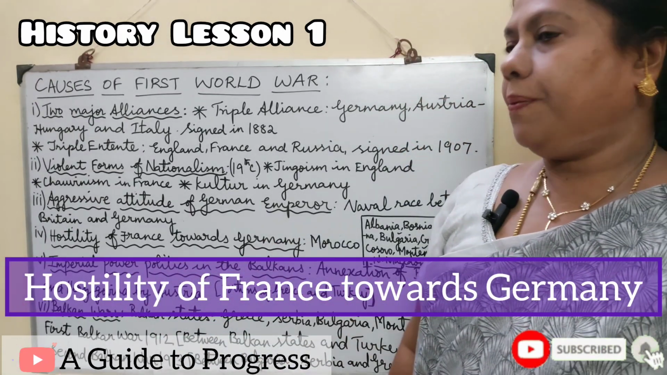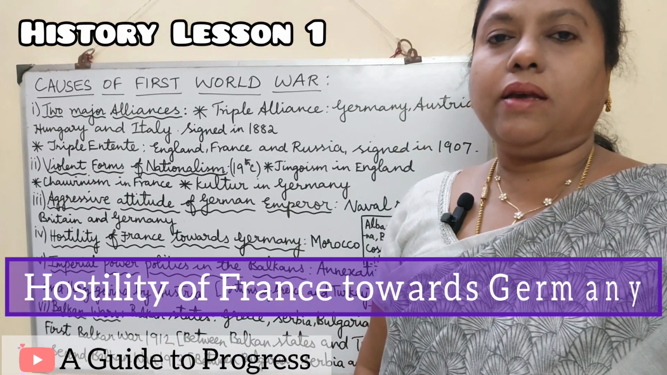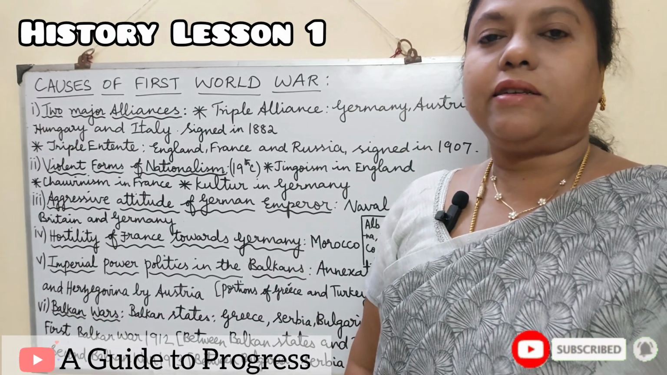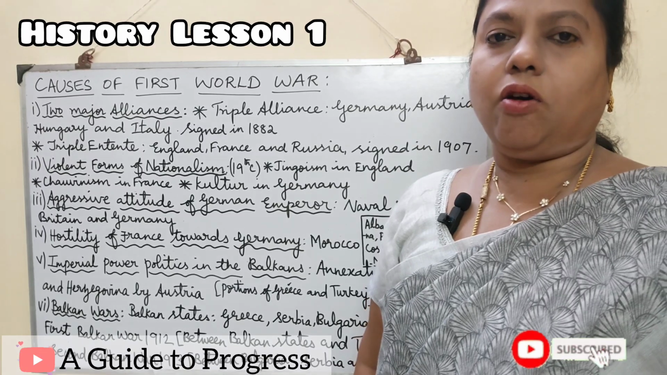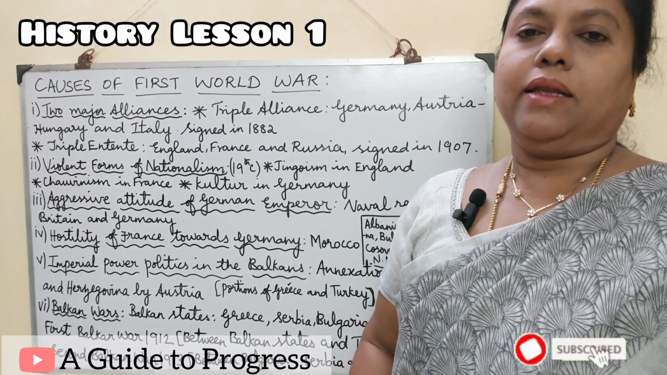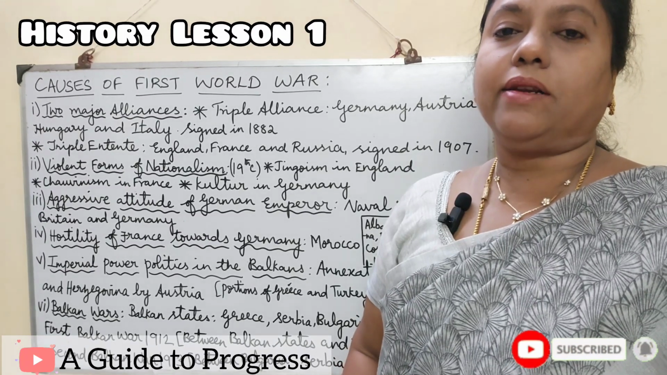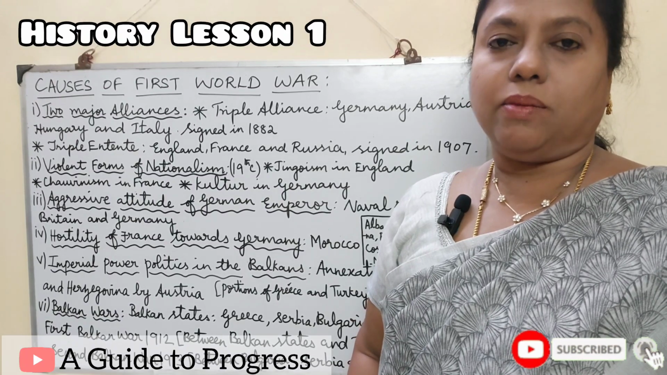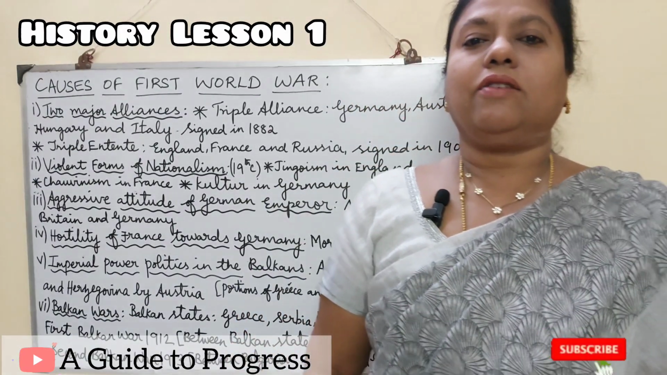Next is the hostility of France towards Germany. France and Germany were old rivals, they were enemies. France had already lost Alsace and Lorraine to Germany. But France and Britain reached an agreement regarding Morocco. But this was not liked by Germany. Germany said that the future of Morocco should be decided by an international conference.